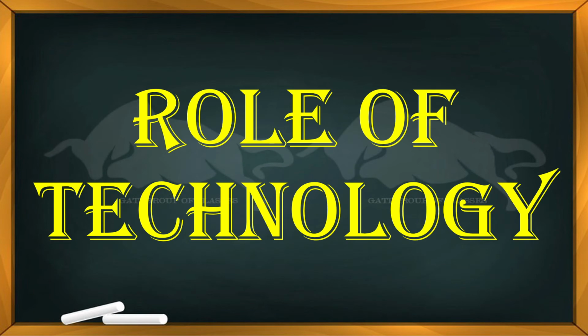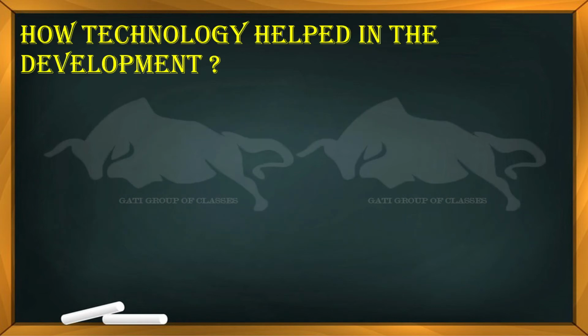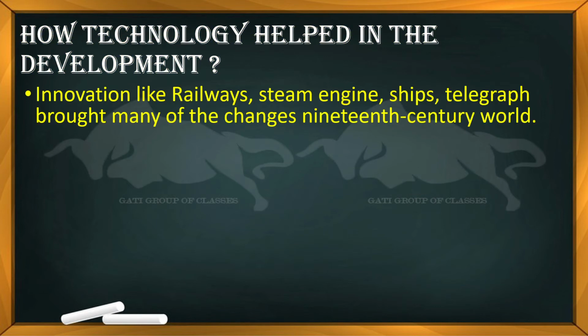Now the next topic is the role of technology. It is a very important topic. How did technology help in development? This is the question that we have to answer. Innovations like railways, the steam engine, ships and the telegraph all changed the 19th century world. These were the new innovations that started at that time.